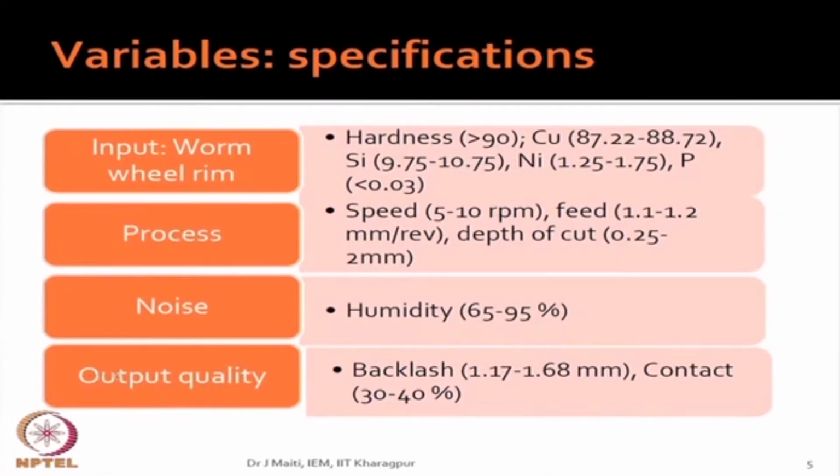And the output quality, if you see here, is backlash 1.17 to 1.68 millimeter and 30 to 40% contact. This is given by the end users, that means those who are purchasing the worm gear. In between, the process controllable variables are speed, feed, and depth of cut. These are the specifications: 5 to 10 rpm, 1.1 to 1.2 millimeter per revolution, 0.25 to 2 millimeter. This is the process variable range determined by the engineers there.